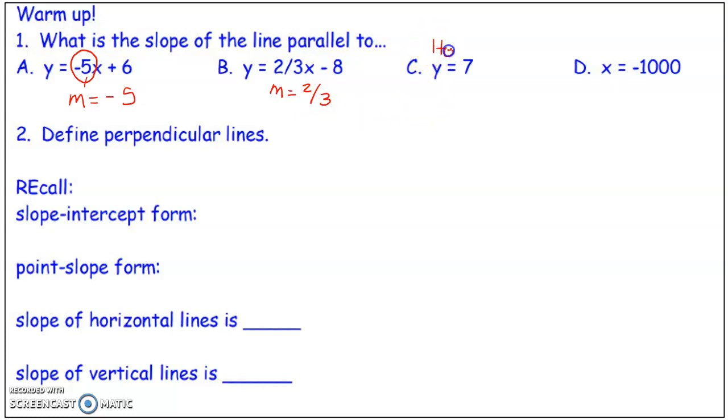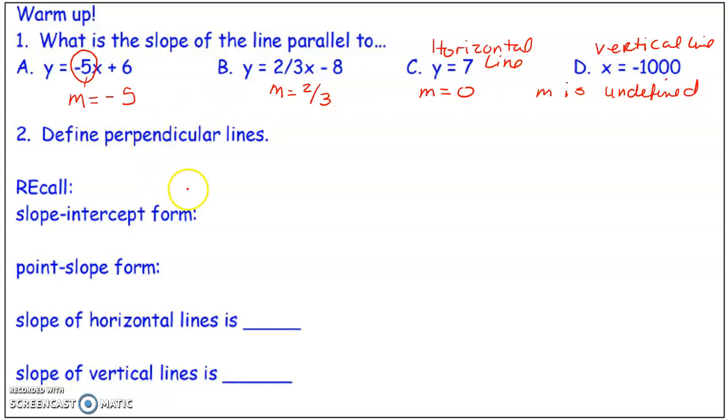This is our horizontal line. So our slope would equal 0. There is 0 steepness. And this is our vertical. And we would say here that our slope is undefined. There's nothing but steepness.